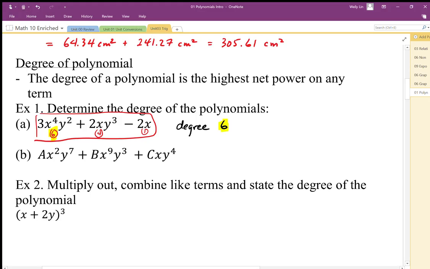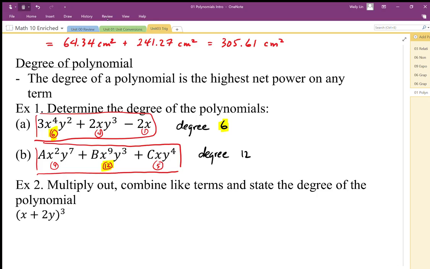We can look at the next one here. The net power here is degree 9. The net power here is degree 12. The net power here is degree 5. So to determine the degree of the whole polynomial, we always choose the largest degree term, and then we can claim that this polynomial is degree 12. So this is how we determine the degree of a polynomial.